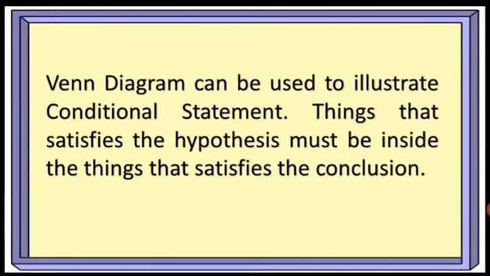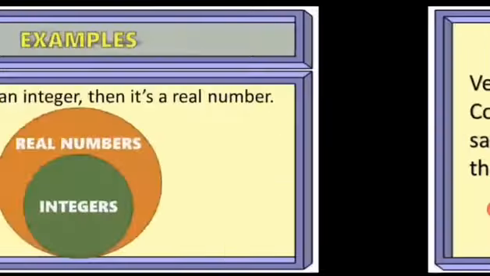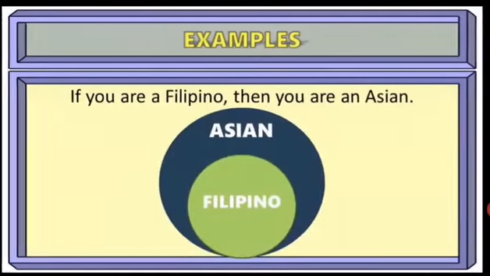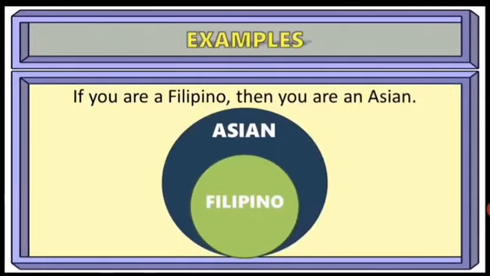A Venn diagram can be used to illustrate a conditional statement. Things that satisfy the hypothesis must be inside the things that satisfy the conclusion. Examples: if a number is an integer, then it's a real number. The hypothesis here is integer and the conclusion is real number, because integers are real numbers. If you are a Filipino, then you are an Asian. Hypothesis: Filipino. Conclusion: Asian, because Filipinos are Asian.